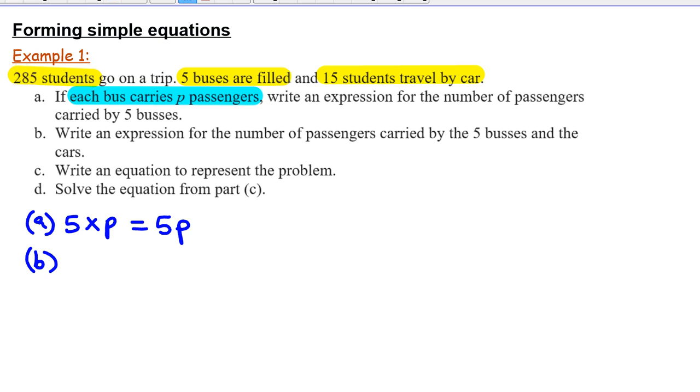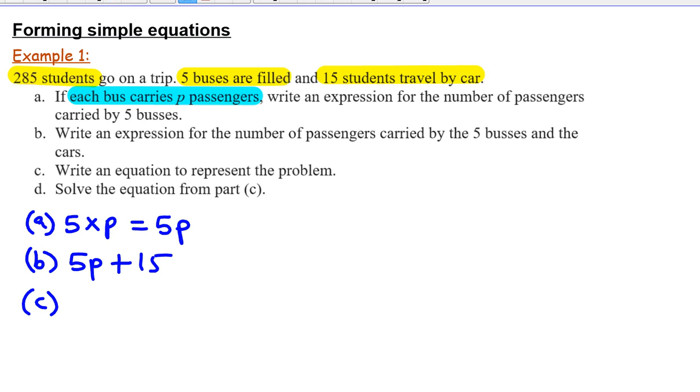Part B: write an expression for the number of passengers carried by the 5 buses and the cars. So buses are carrying 5P passengers. The car, 15 students travel by car, so the car is carrying 15 students. So 5P plus 15.